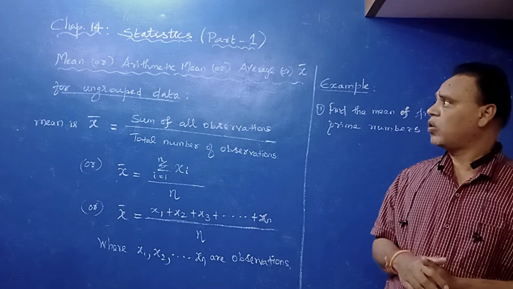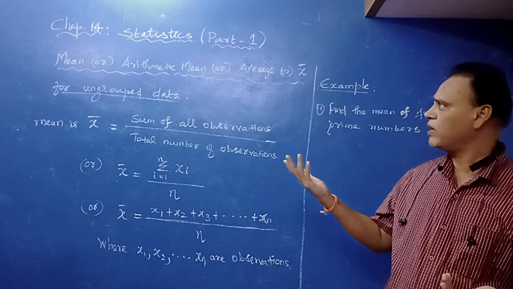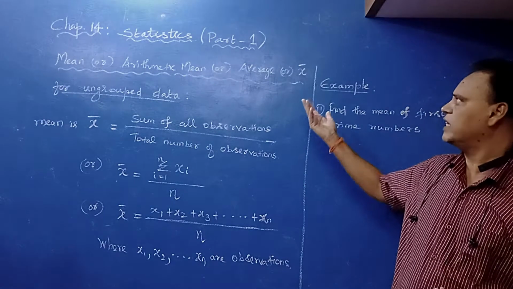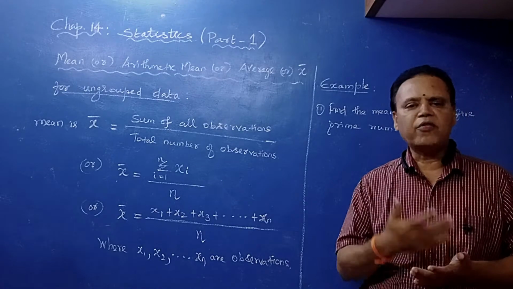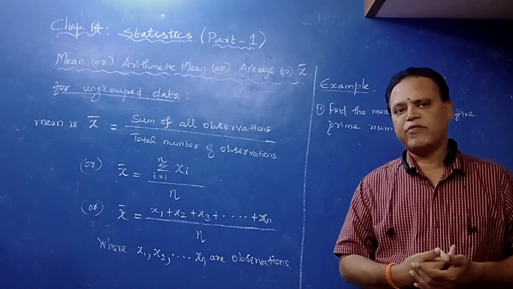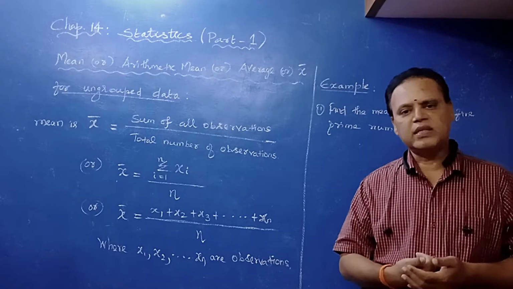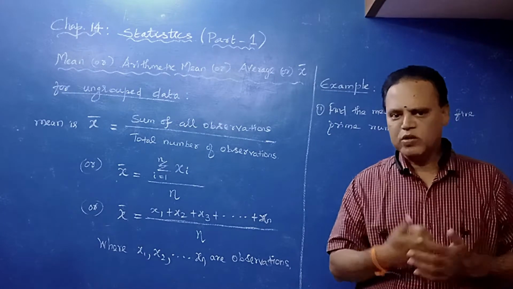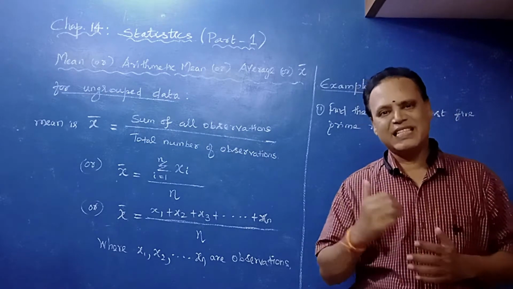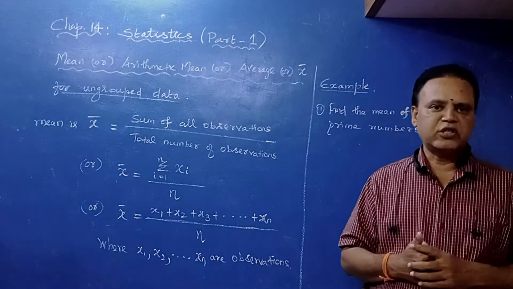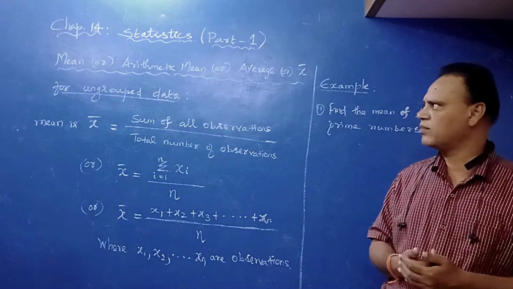So here what is the mean? Mean means arithmetic mean. You can say arithmetic mean or average or x bar for ungrouped data. Average you know very well. You can find the average of your marks. Suppose you have 5 subject marks, you can easily find the average. If you find the average, then you can find the percentage.